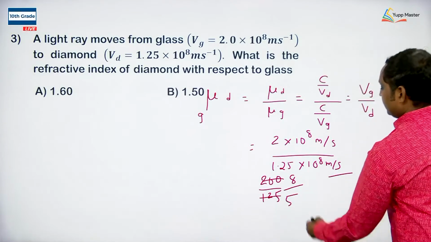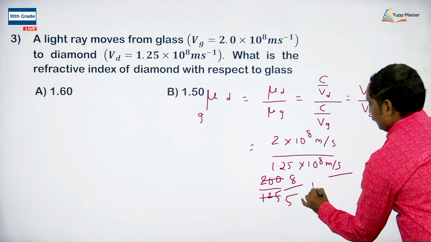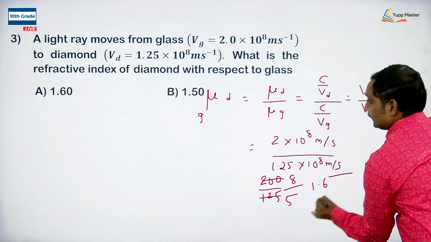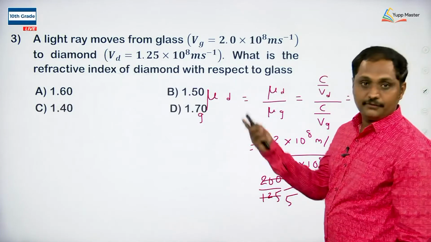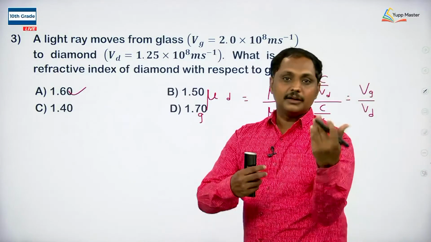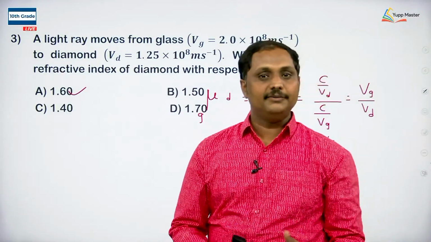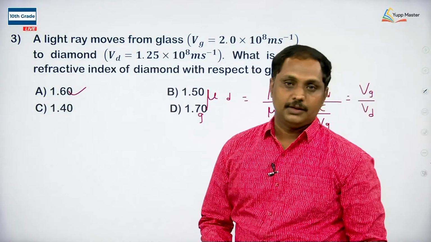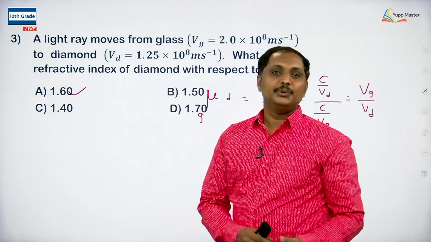Yeah, 5 by 8, that is 1.6. Exactly, you will get the first option. This is the correct one. In this way, you can solve the relative refractive index of a material with respect to the first one. So, please have a look into that.